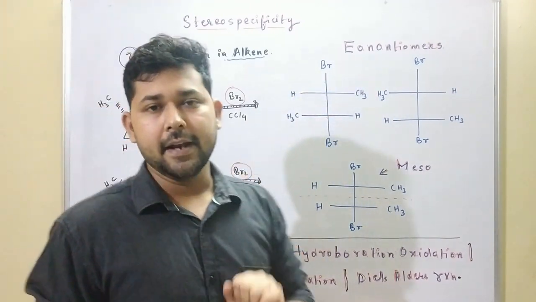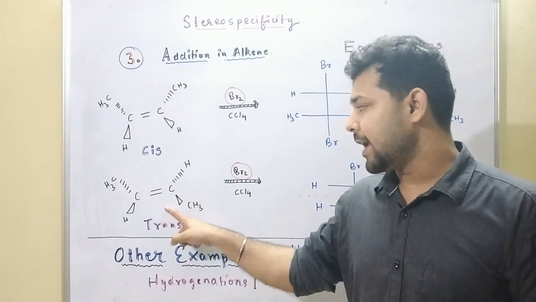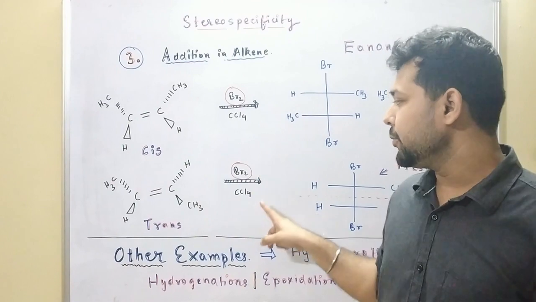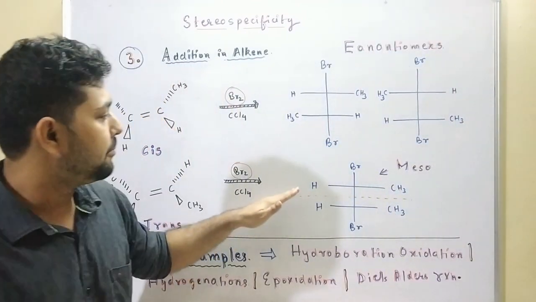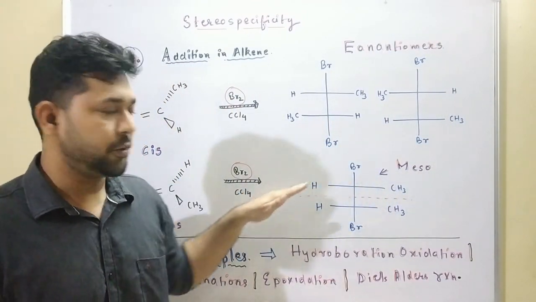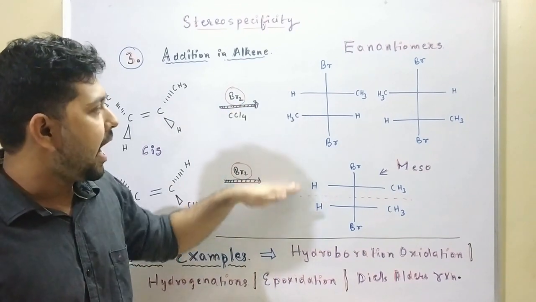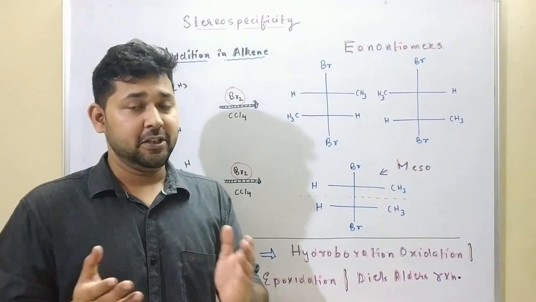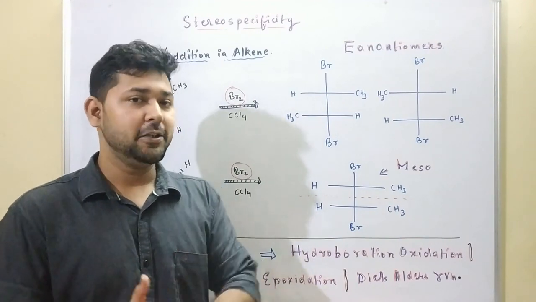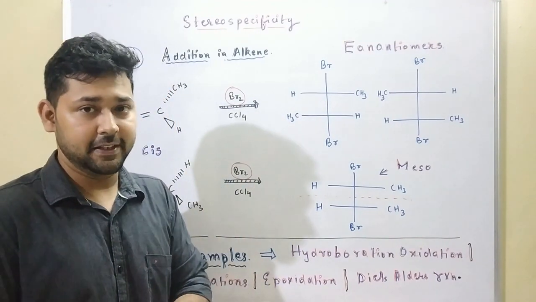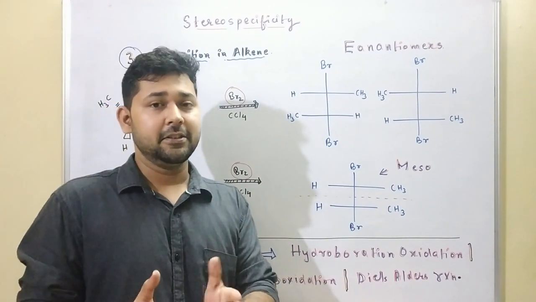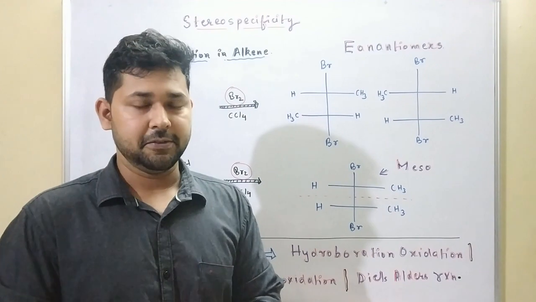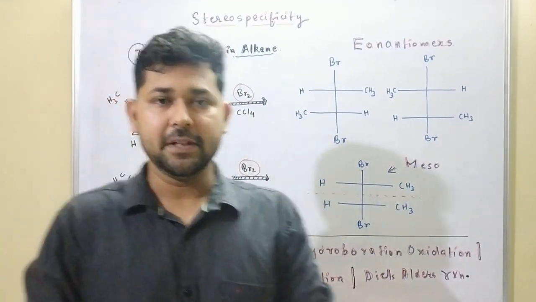All right, and now we're going to see the trans reactant. Again the same reaction, Br2 addition, and let's see the product. The product is meso. The products are different but they are stereoisomers. So in a stereospecific reaction, you understood, I guess, that the reactants both are stereoisomers, and they give products that are also stereoisomers. Let's see a few more examples.